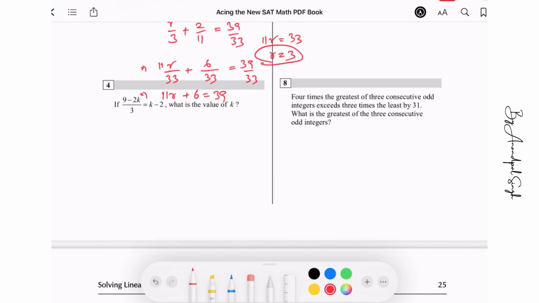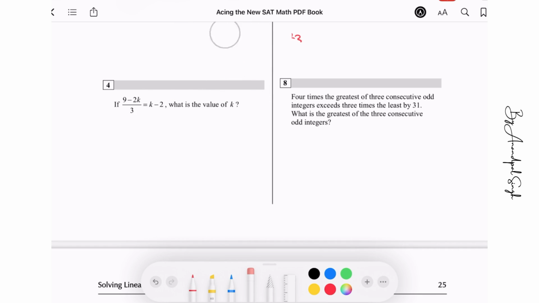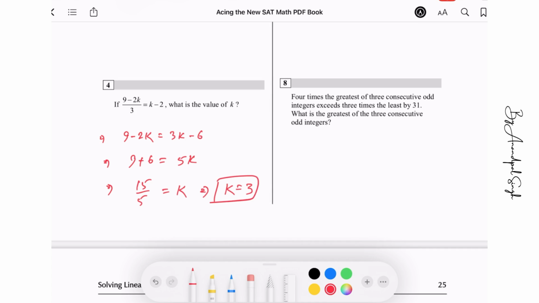Next is 9 minus 2k by 3 equals k minus 2. We need to find k, multiplying by 3 on both sides. Then adding 2k on both sides and adding 6 on both sides. So 15 over 5 equals k. It implies k equals 3.